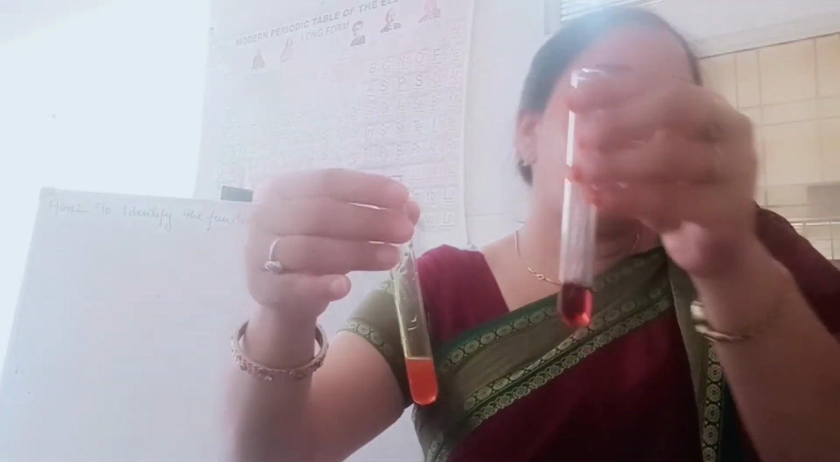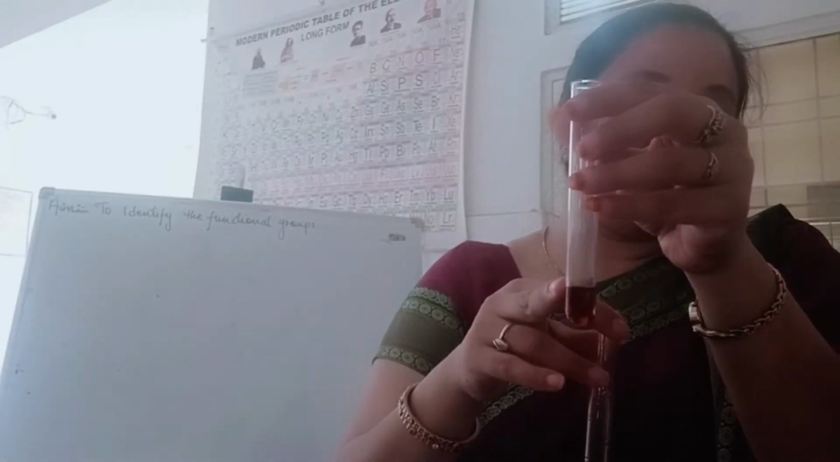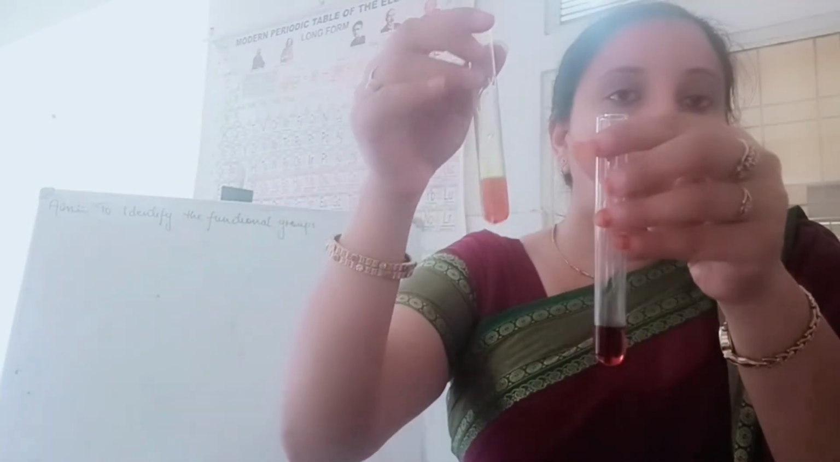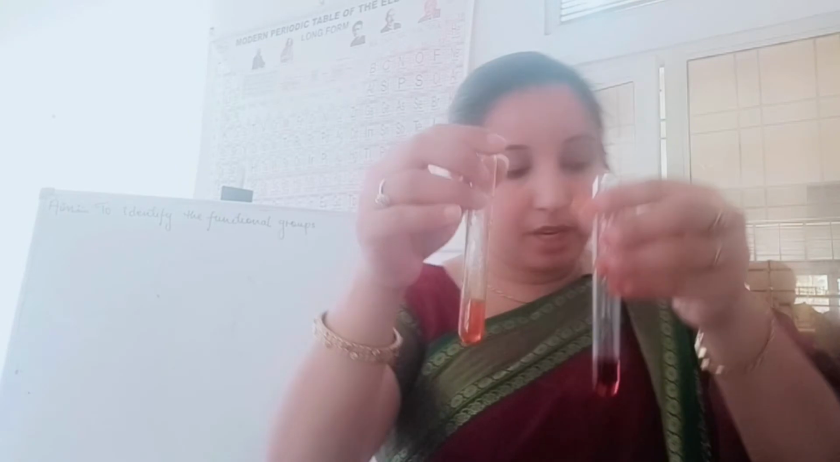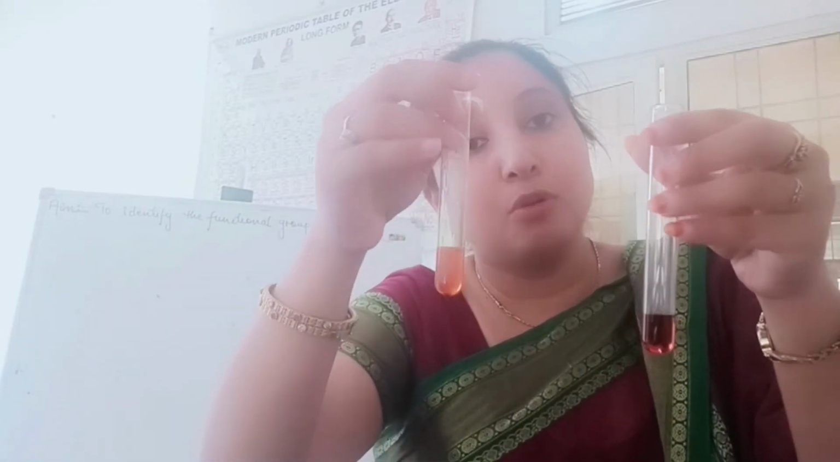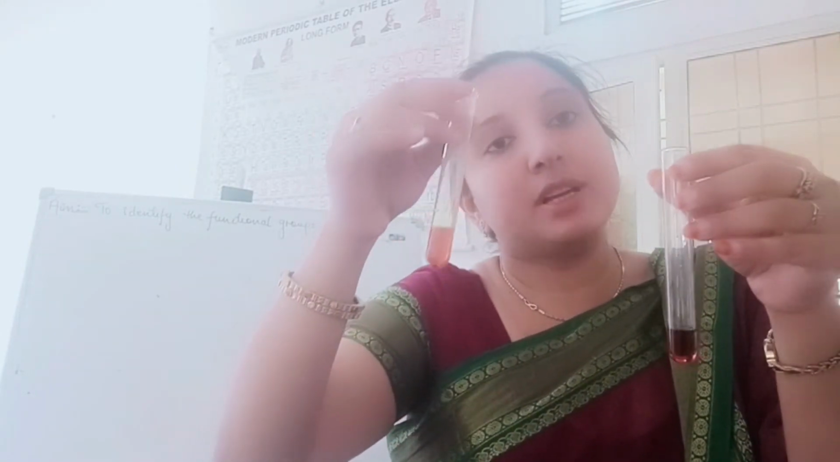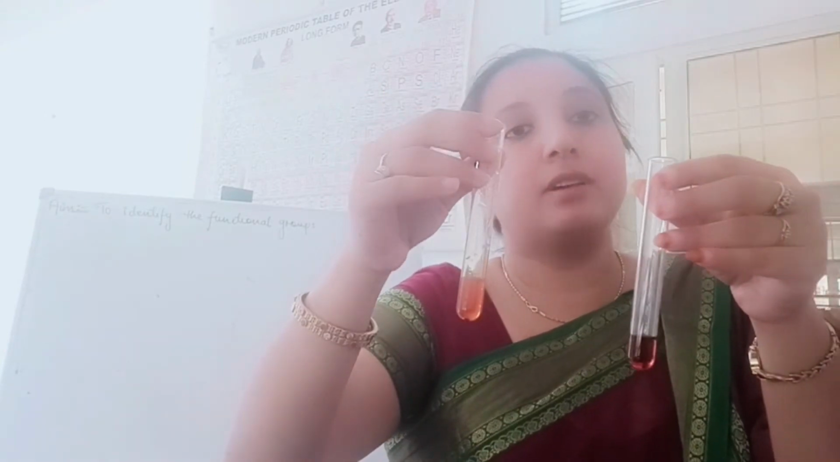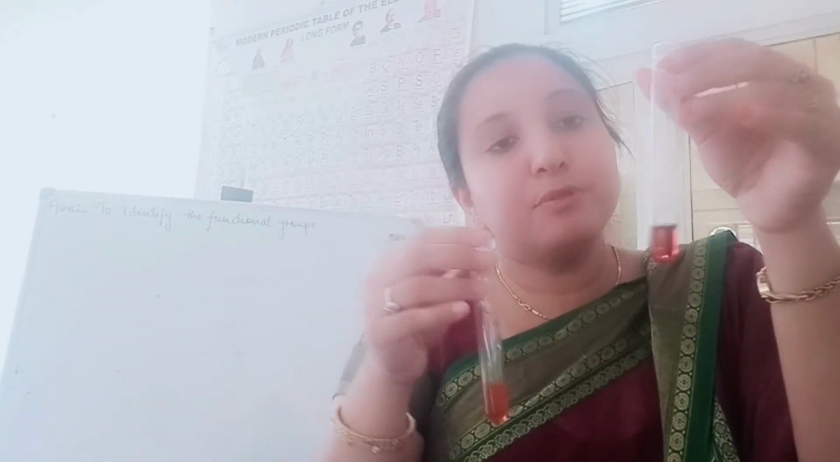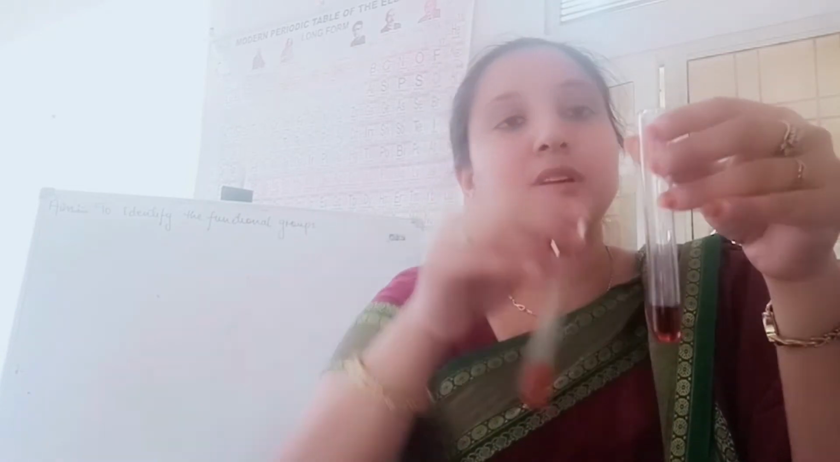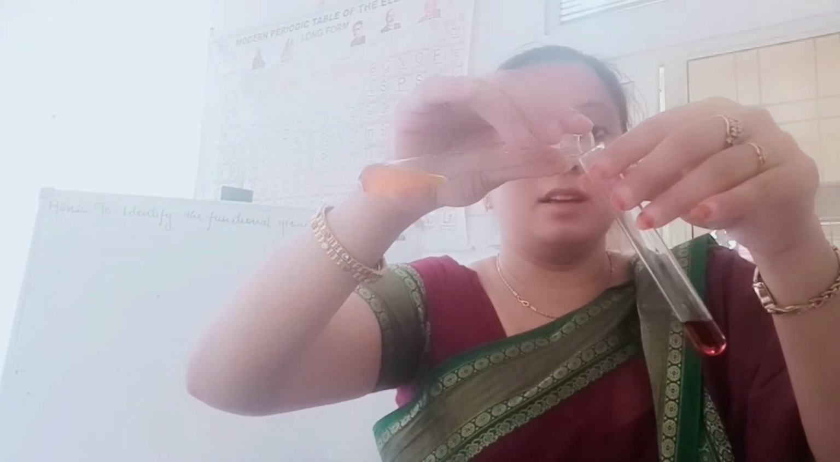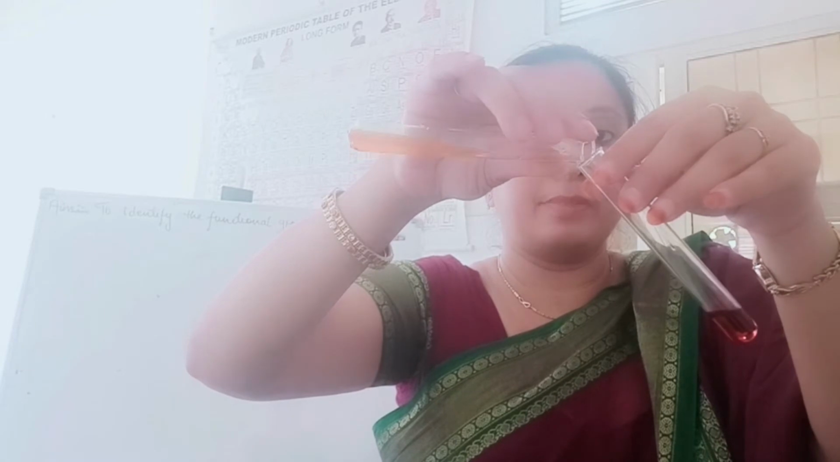Now this is your given organic compound sample. When we add the neutral ferric chloride over here, it will change into a green or violet color. If it changes to a green or violet color, then it is confirmed that the given sample has a phenolic group as the functional group.